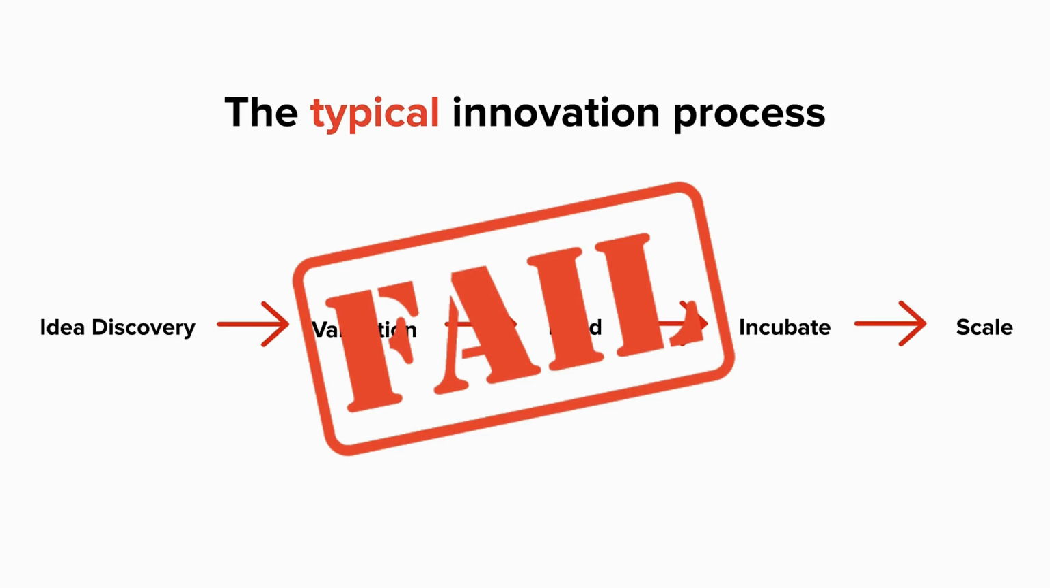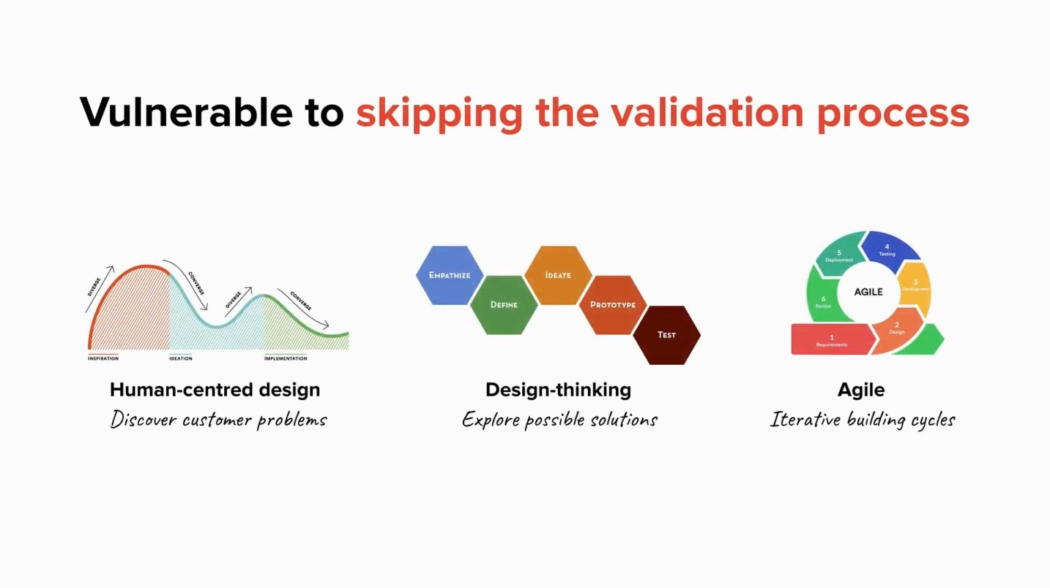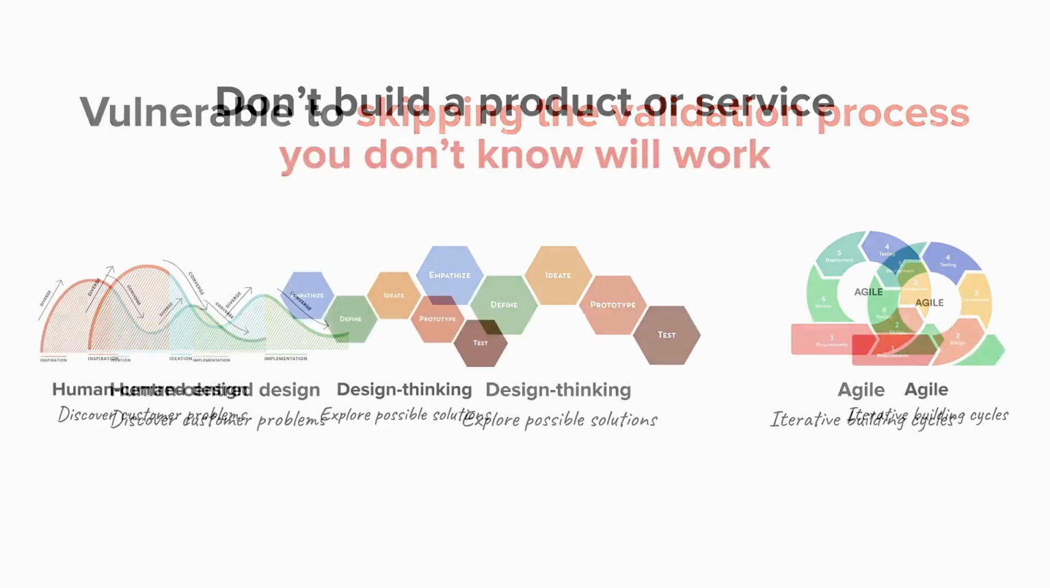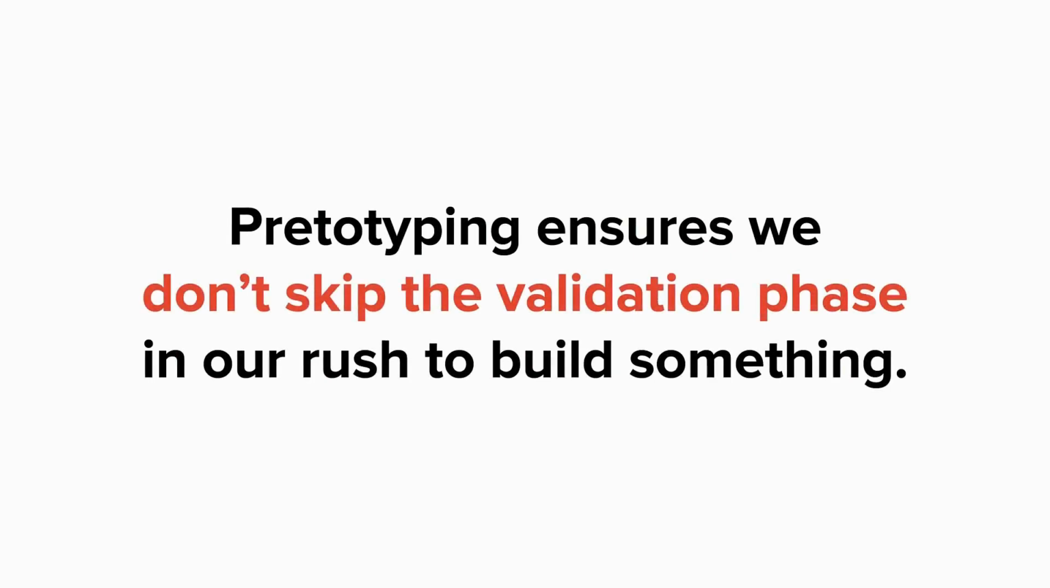Because human-centered design and design thinking and agile and all those other methodologies are all vulnerable to allowing us to skip the validation process. Pretotyping can work alongside all these other methodologies, but the power of pretotyping is that it focuses on not doing stuff. It focuses on testing and experimenting and failing fast, early, and cheaply, so that you don't build a product or service you don't know will work.